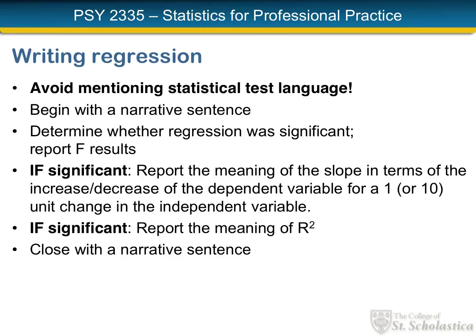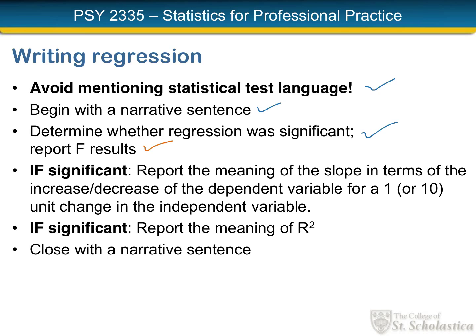Our final task is to write up the results of our regression and in the process learn what to expect when we're reading regression results. The first thing to remember is that we're going to avoid mentioning the language about the statistical test. So I'm not going to write about a null hypothesis or rejecting a null hypothesis. I'm going to begin with a narrative sentence. I'm going to state whether the regression was significant or not, and regardless of whether it was significant or not, I will report the F-test results.